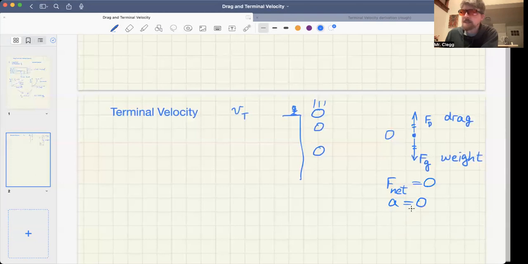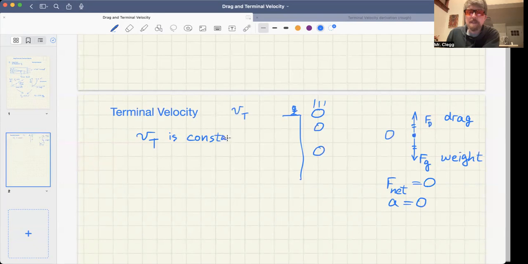So therefore, what? Does it stop? No. When it has no acceleration, it could be stopped, but in this case, it's not. It's moving at a constant speed. So the terminal velocity, called VT, is a constant speed, right? So it's falling at a constant speed.